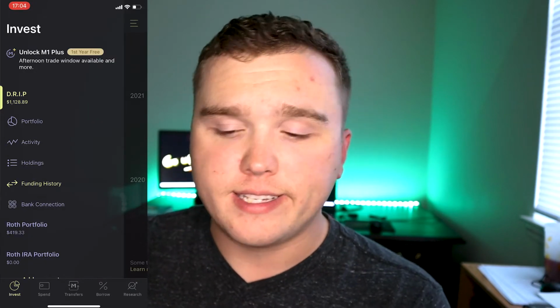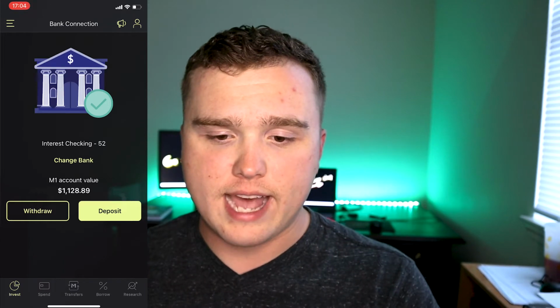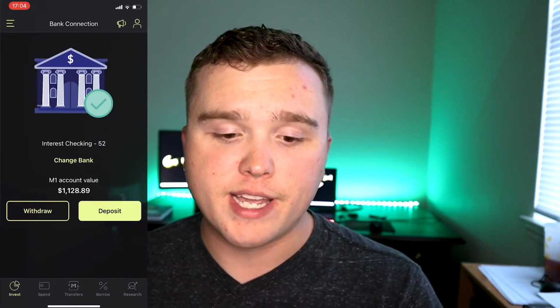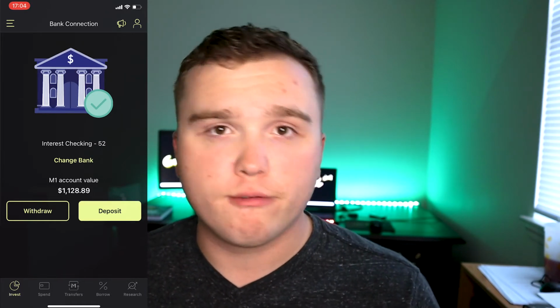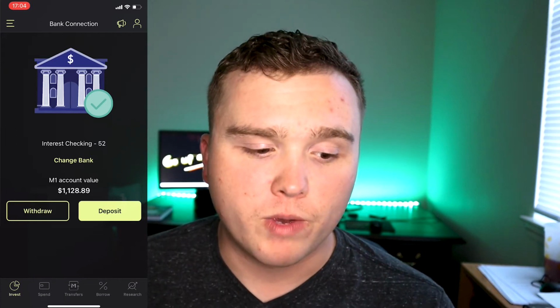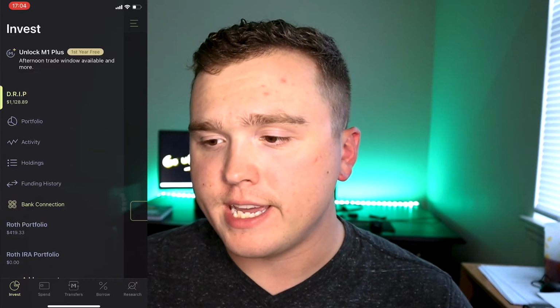And last but not least is bank connection. So this is important. It shows you exactly which bank account you are connected with. You can see I have my interest checking account connected, and it tells you your total portfolio value as of the current date, as well as the withdraw or deposit options available to you. That is about it for the invest tab.